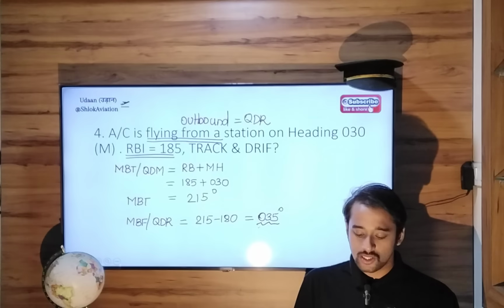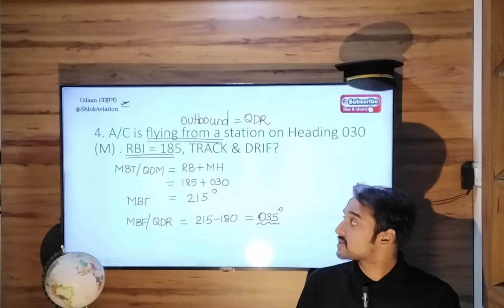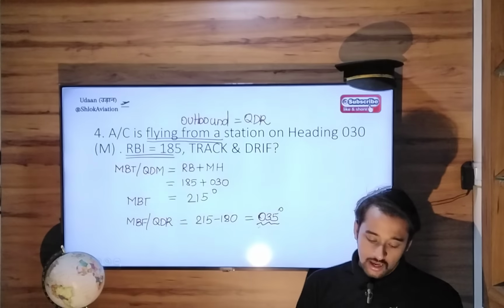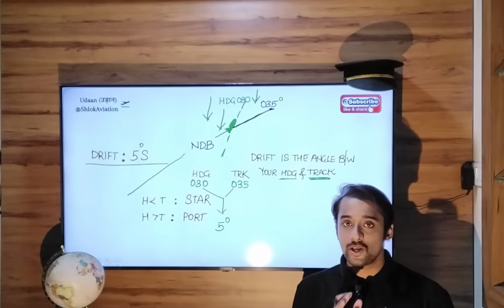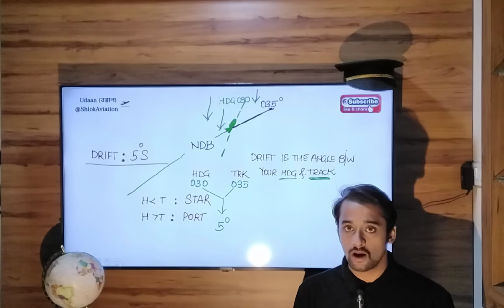So first use the formula to get QDM. From that you will get track away from the station. Read the question carefully. Okay. And then drift is the angle between your heading and your track. So diagrammatically I have shown you how to do that.